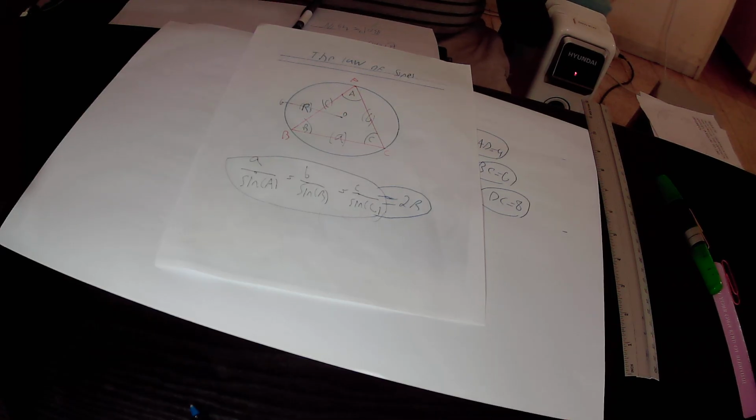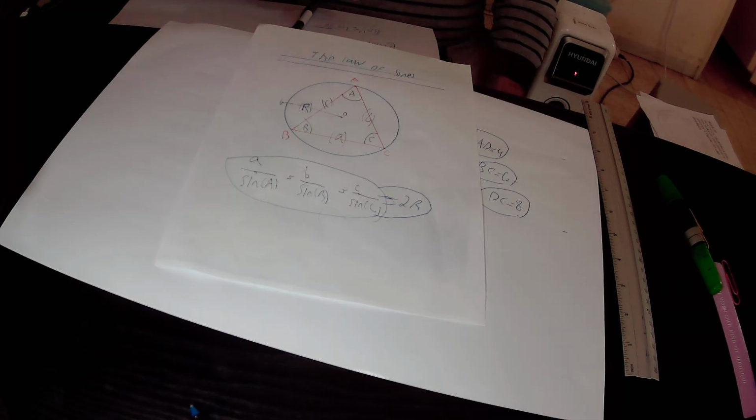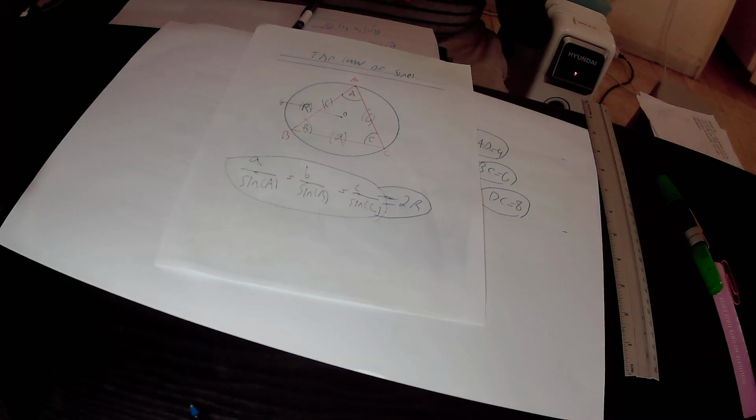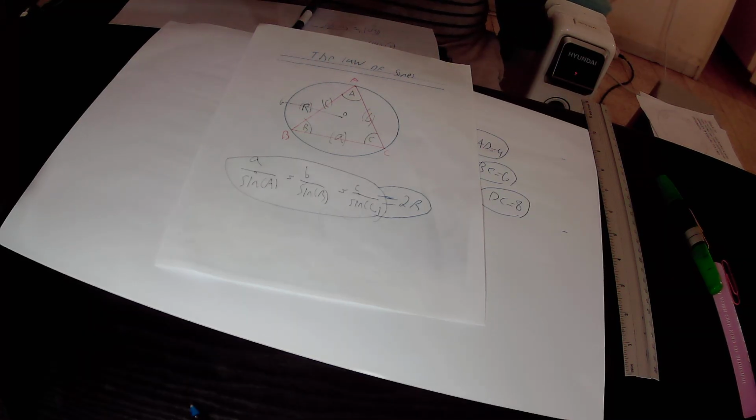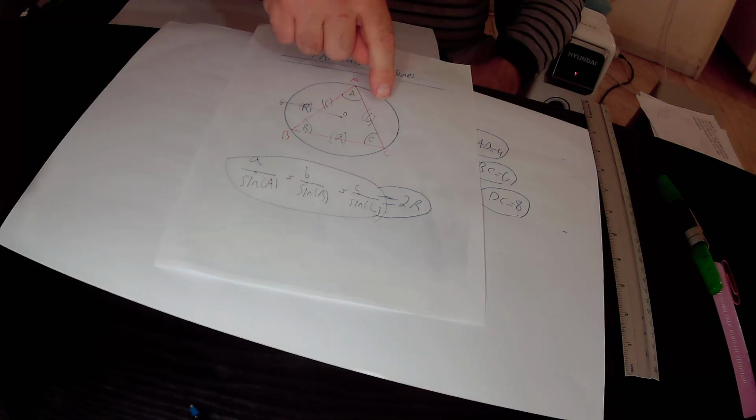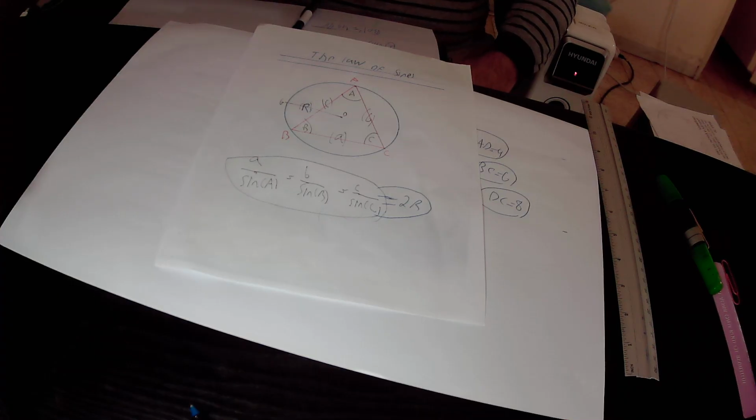So triangle ABC is described by this circle, and the radius of this circle is R. According to the law of sines, in its full version, A over sine A equals B over sine B equals C over sine C equals 2R. And R is the radius of the circle that circumscribes triangle ABC.